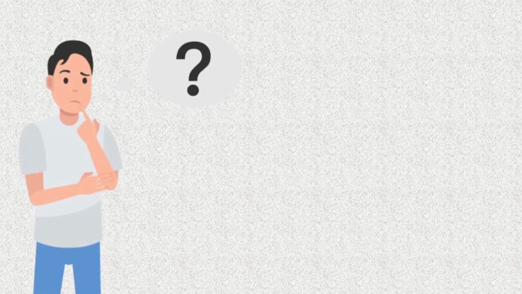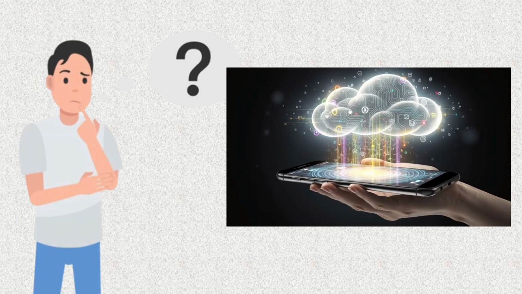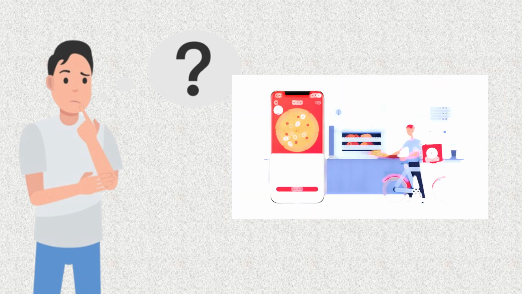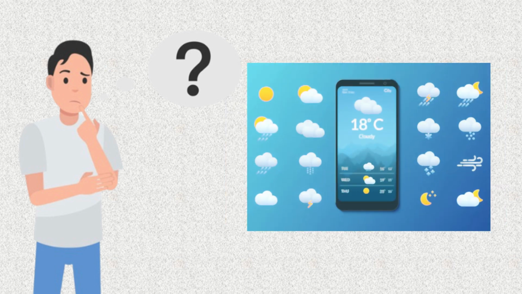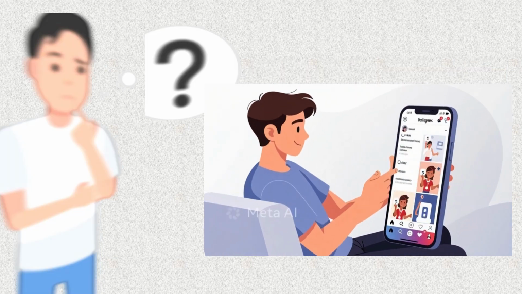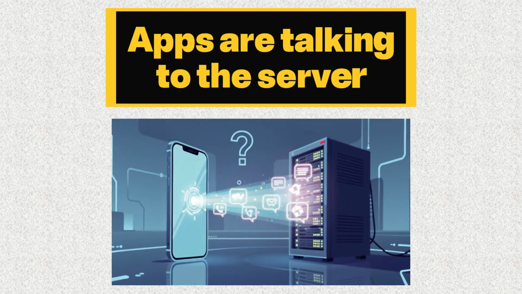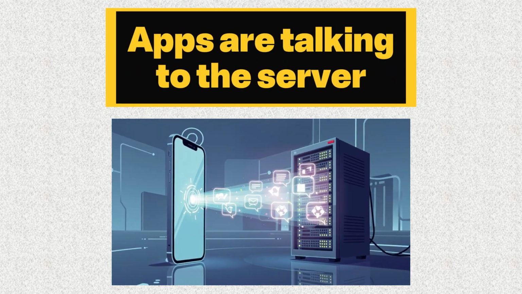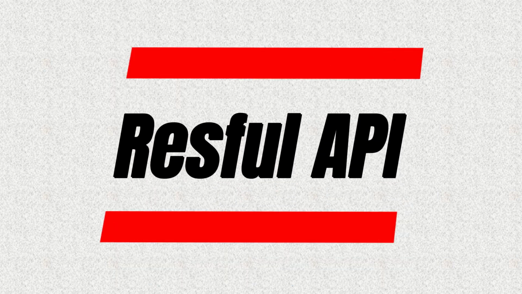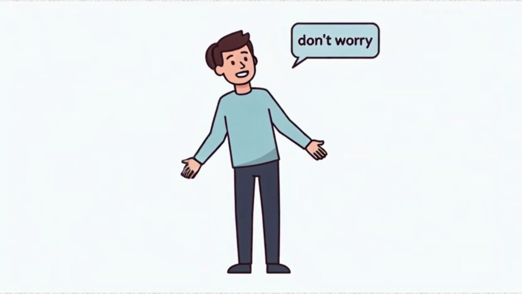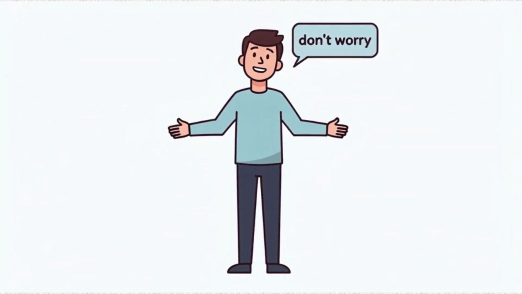Have you ever wondered how your phone app talks to the internet? Like when you watch a YouTube video, order food on Uber Eats, check weather, or scroll Instagram? Something magical is happening behind the scenes. Apps are talking to servers, but how? The answer is RESTful API. And don't worry, it sounds hard, but today you will understand it in the easiest way possible.